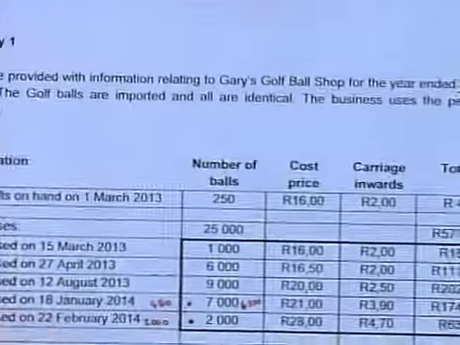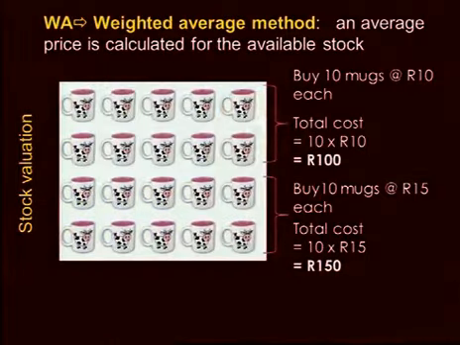Okay, grade 12, the next thing they do is they say, do all the same calculations again, but this time use the weighted average method. Do the same calculations, but use the weighted average method. So let me explain the weighted average method to you. I have the same information again.